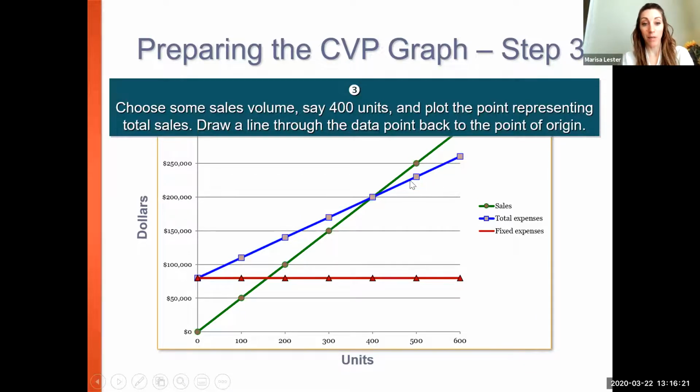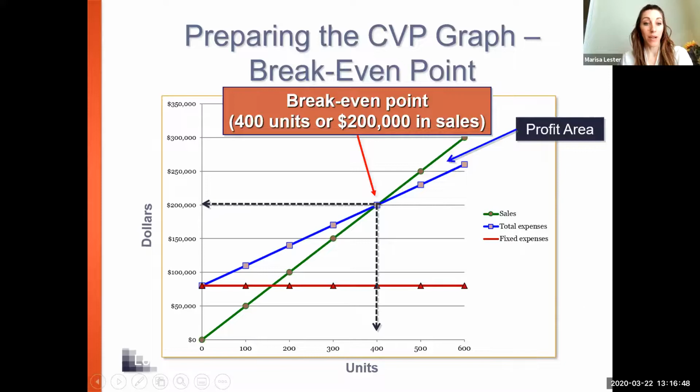You would rather climb the blue mountain than the green mountain. The green mountain is steeper, which means my sales price is greater than my variable cost per unit, right? So I'm making money every time that I sell 1 unit. And where these points touch, where total sales equals total cost, is my break-even point. All right, so here's my break-even point. Again, I can express it in terms of units or in terms of dollars. So 400 units to break even or $200,000 in sales.